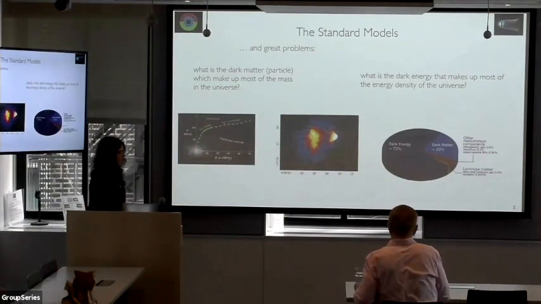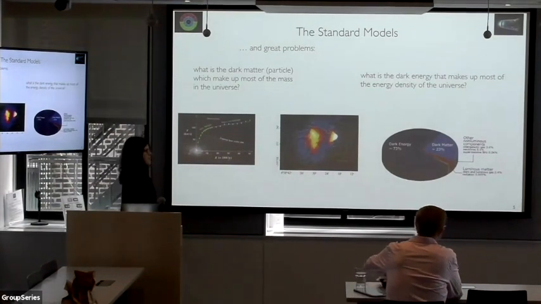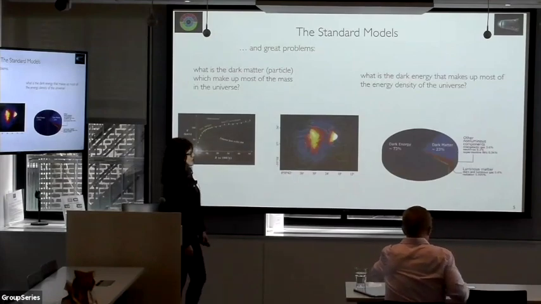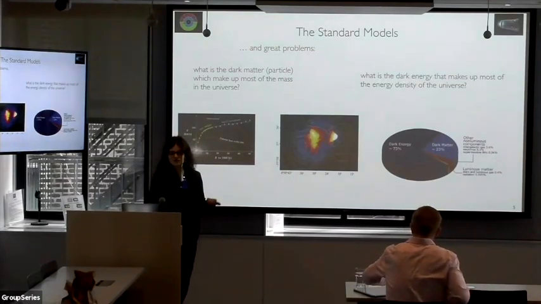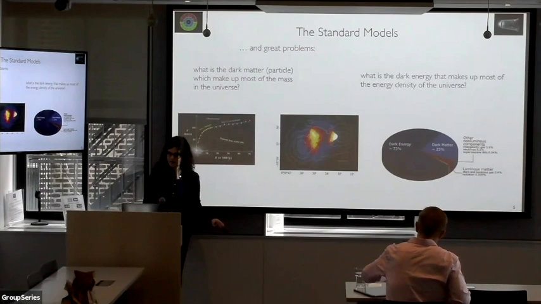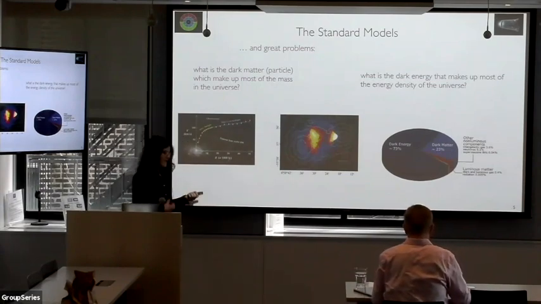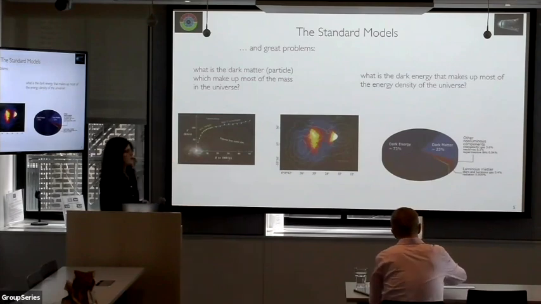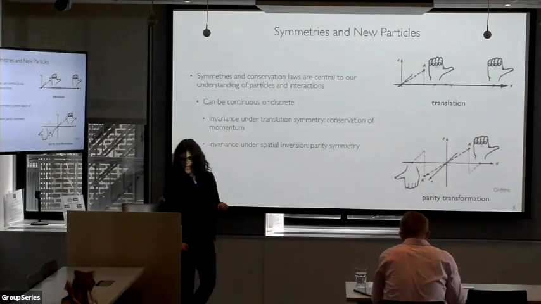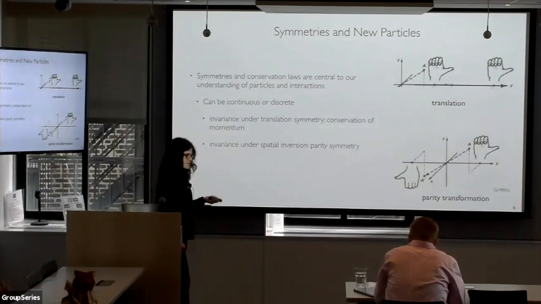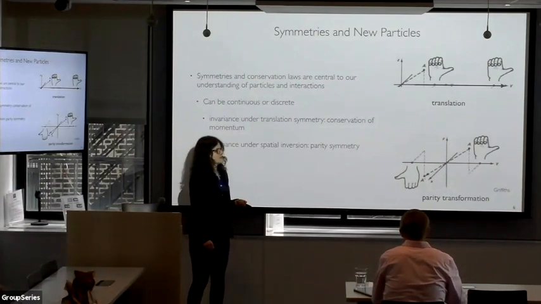What is the particle that makes up the dark matter? How does it behave on short scales? These are all issues that we are facing today. From the particle physics perspective, there are different ways to try to address these problems. One way that we've tried in the past is by looking at symmetries and conservation laws of fundamental interactions.